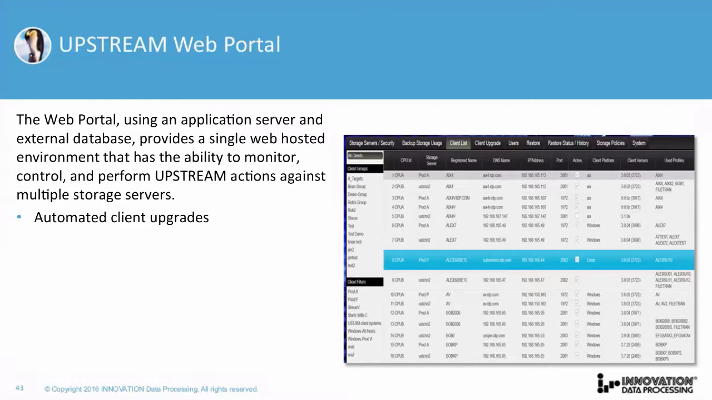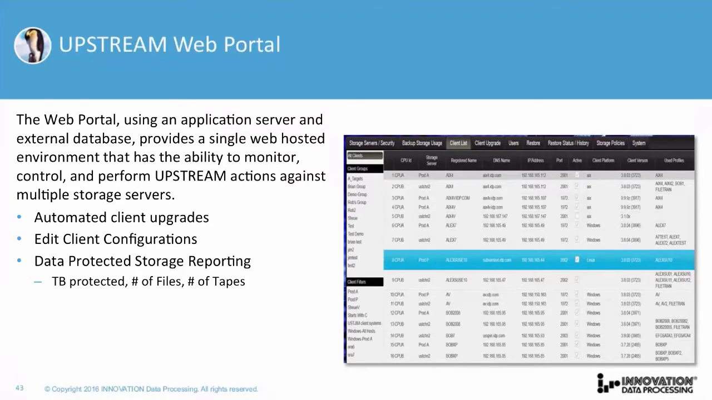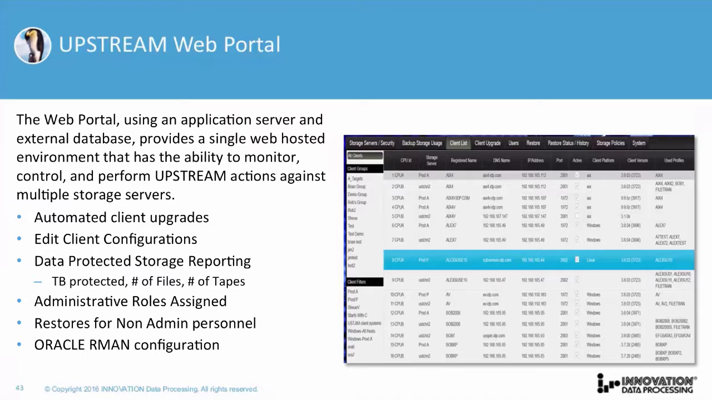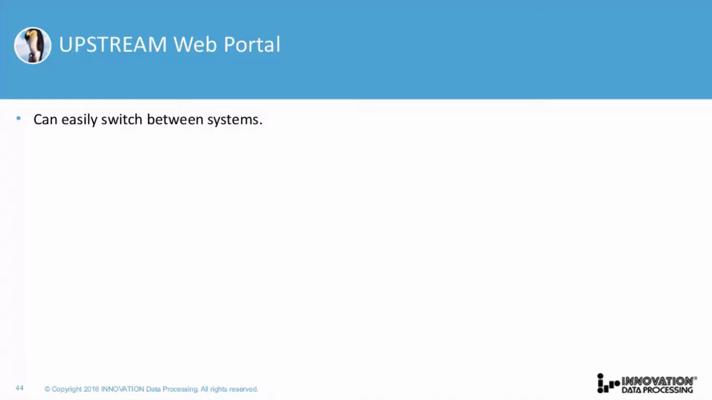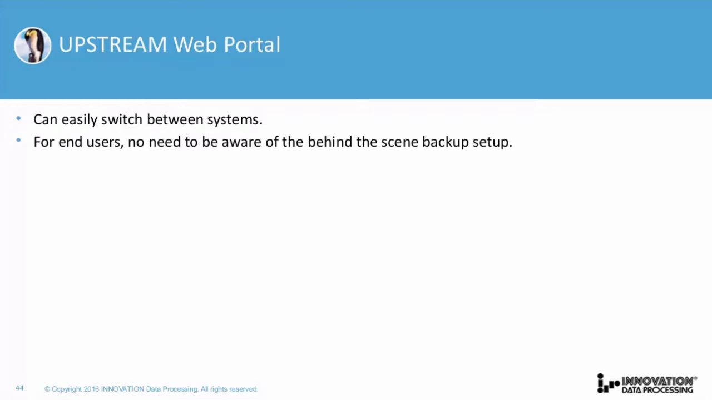The coolest thing about it is automated client upgrades, and we'll get into that in a little bit. You're also able to edit client configurations, provide storage reporting based upon data protected, terabytes protected, number of files, and number of tapes. Administrative roles can be assigned, allowing restores for non-administrative personnel, and also provides Oracle RMAN configuration. You can easily switch between systems. For end users, no need to be aware of the wires and what's behind the scenes of a backup process.